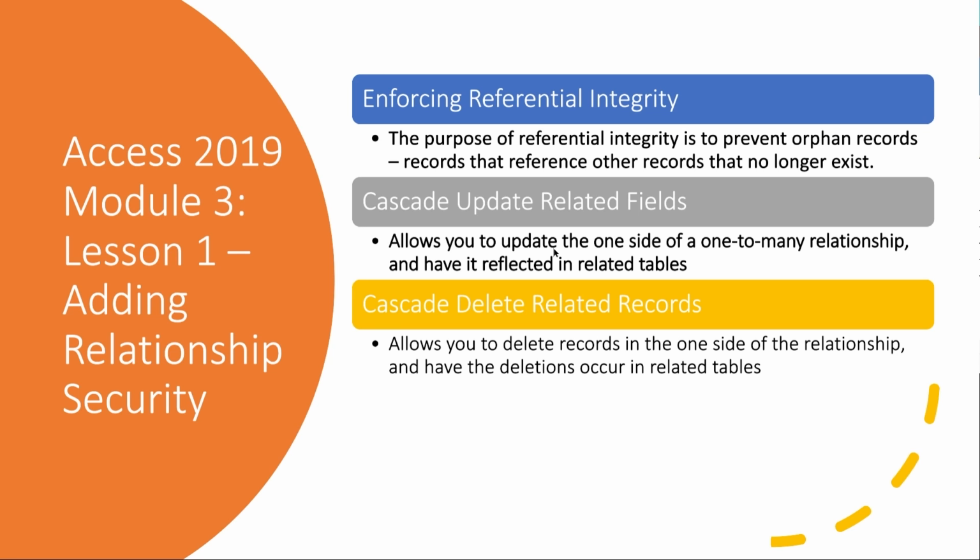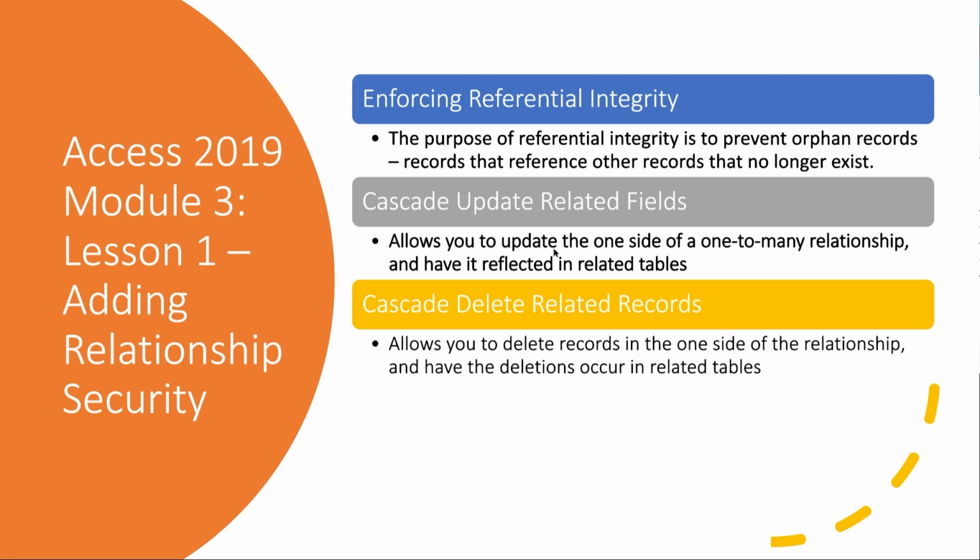That would allow me to delete or change a record, say, in the customers table, but a reference to that record in a related table will not change unless you use the other two choices, the other checkboxes. So referential integrity prevents orphaned records. It will not allow referencing records that no longer exist. Those are known as orphan records.